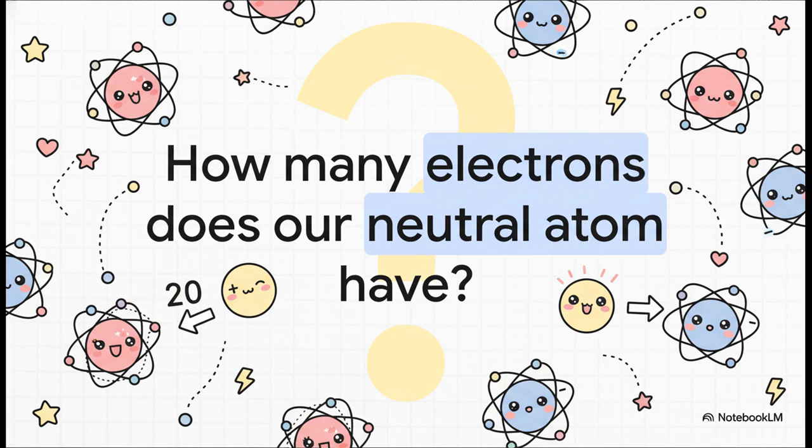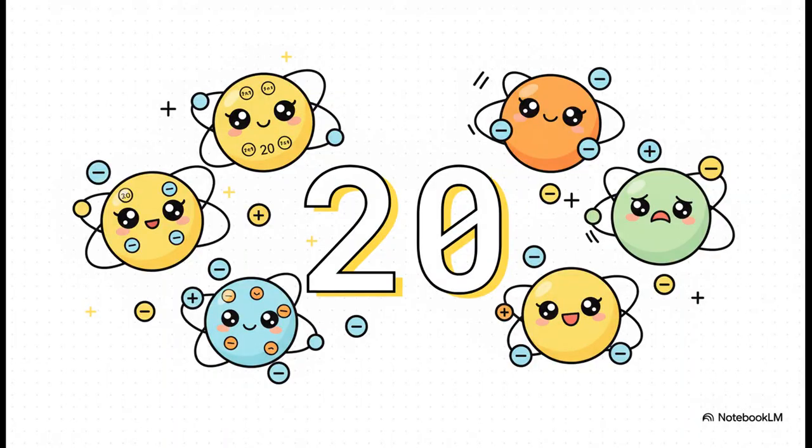Okay, let's connect that back to our atom A. We just figured out it has 20 protons. So, if we're dealing with a neutral version of this atom, how many electrons does it need to have to stay balanced? You got it, 20. It needs 20 electrons to cancel out the charge of those 20 protons. So there we have it, our complete picture of a neutral atom A.